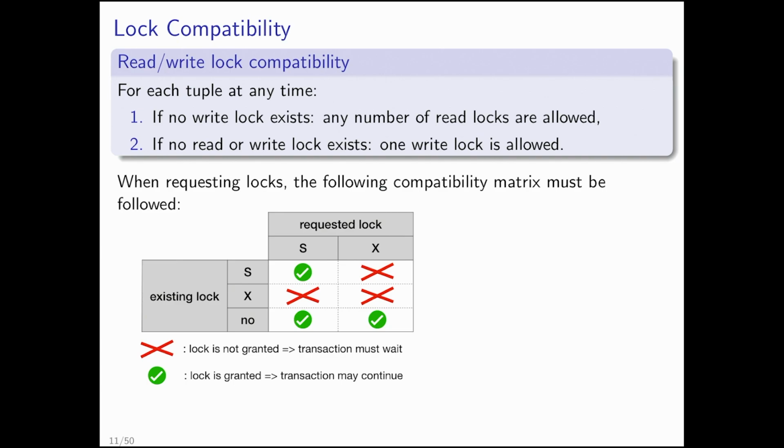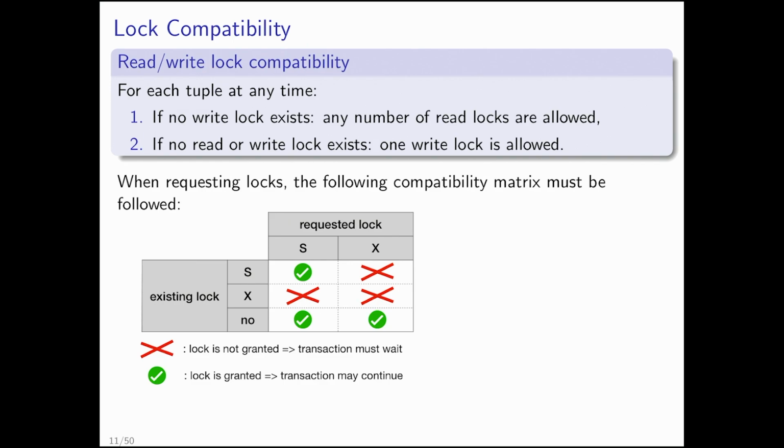So for each tuple at any time, if no write log exists, any number of read logs are allowed. An arbitrary number of read logs are allowed on any data item. If no read or write log exists, one write log is allowed. So the write log is really exclusive, meaning no other log must exist on the data object. Only if that is the case, you can acquire a write log.